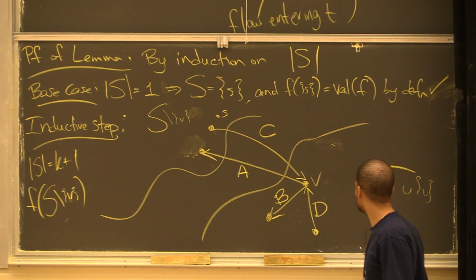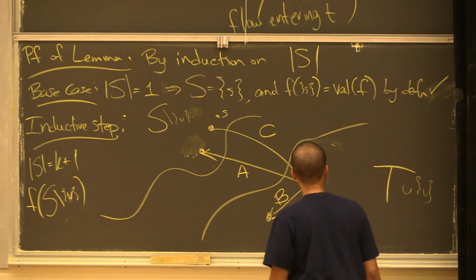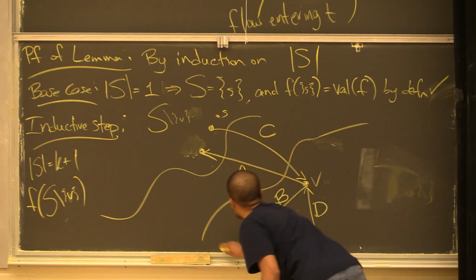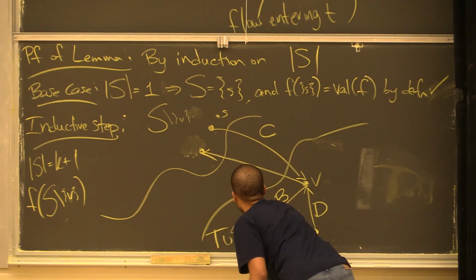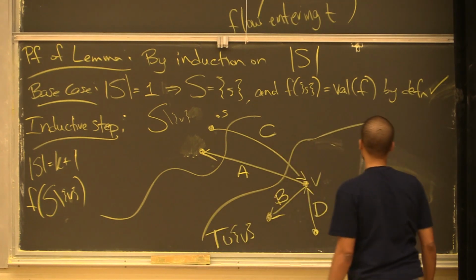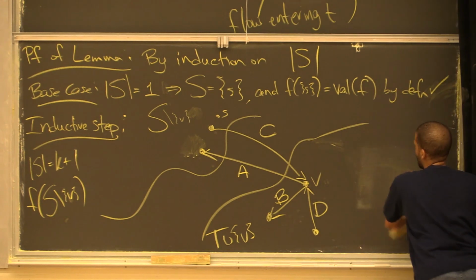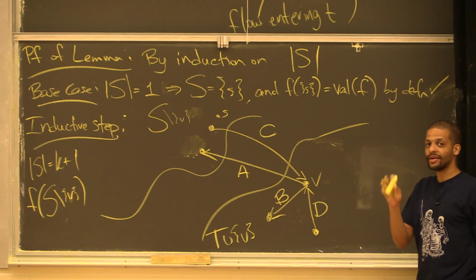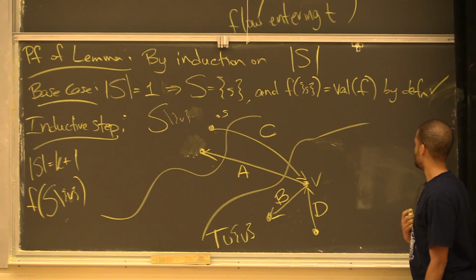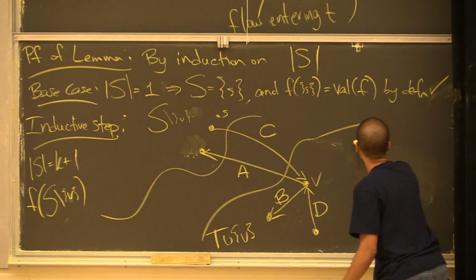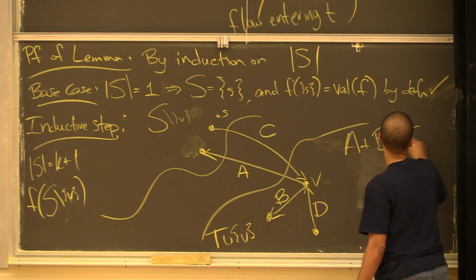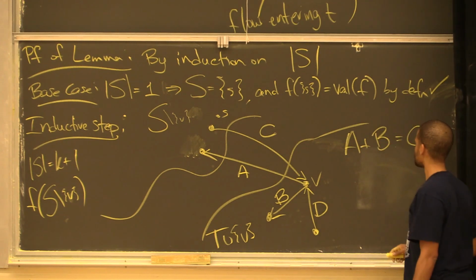Now, what do I know? Let me write this over here. So this side of the cut is T union capital V. What do I know? I know I have conservation of flow. Flow out of V equals flow into V, which means that A plus B is equal to C plus D. Right?